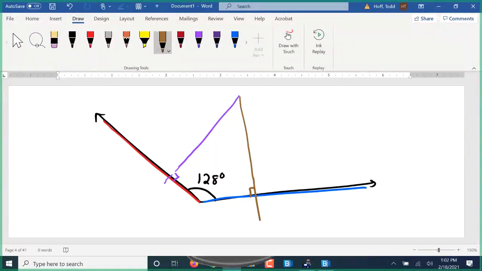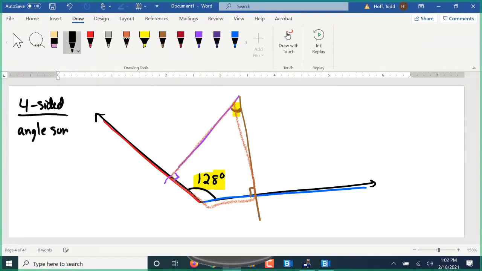Now we'll notice up here, this angle here is not 128 degrees. 128 is an obtuse angle. This is acute. But there is a relationship between them. This forms a four-sided figure there. Any four-sided figures have an angle sum. Now, we've talked about triangles having an angle sum: their angles have to add up to 180 degrees. A four-sided figure has to have angles that add up to 360 degrees.